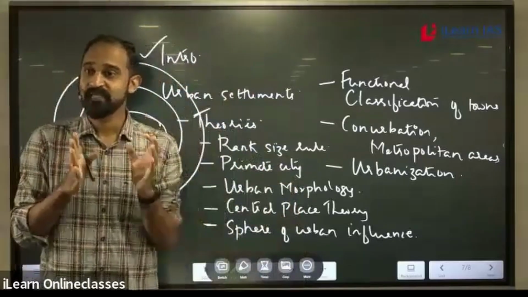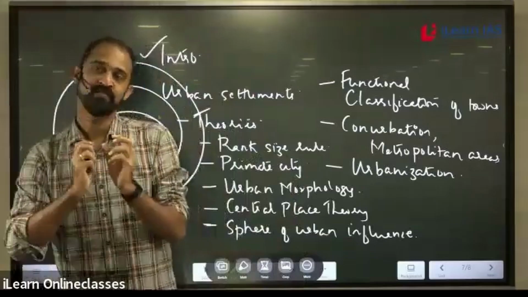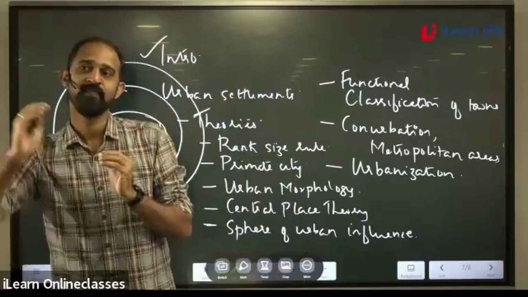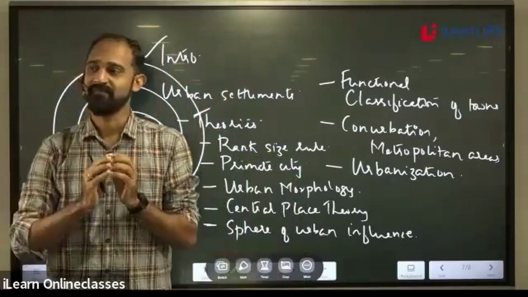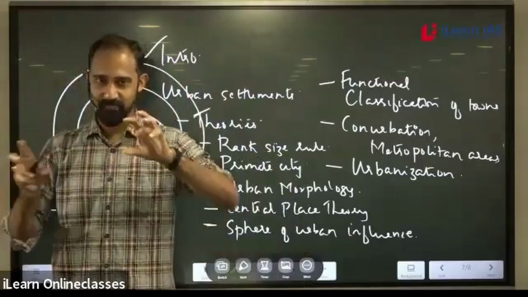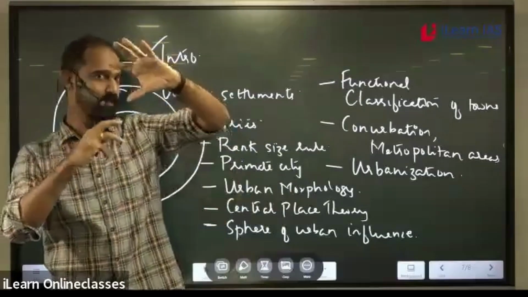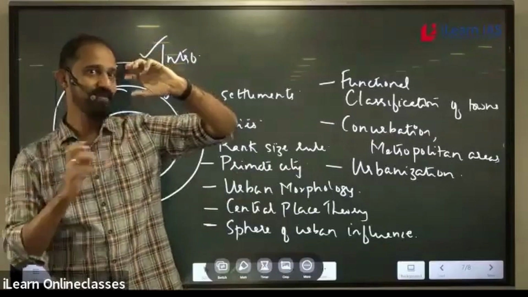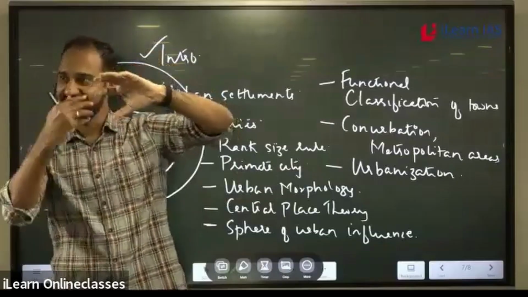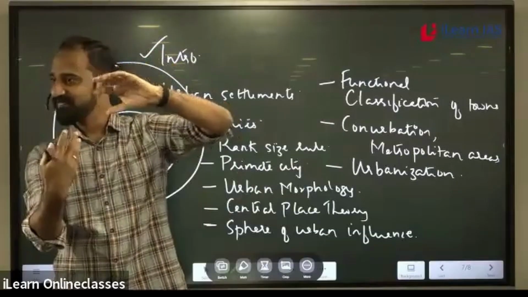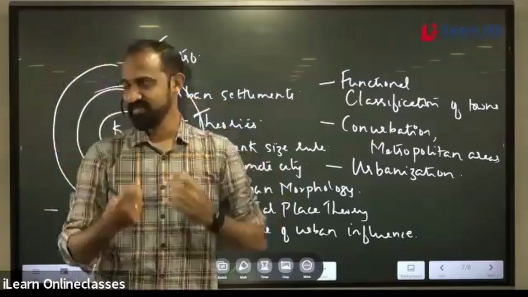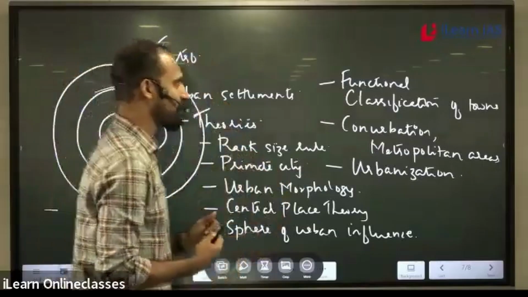Now, if the city is very large, its influence may not end at the half point. If two cities are almost the same size and have the same influence, the transition should happen at the midpoint. But if one city is more influential, it will attract more people, and the other city will lose its area to the bigger city. So this is the concept of sphere of urban influence.